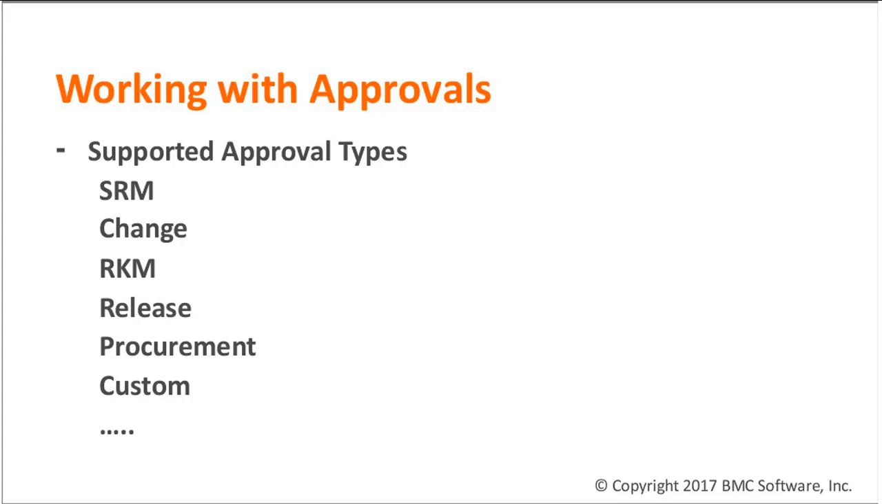For SRM type approvals, we show all the information about the request. Say somebody submits a request and it goes for approval. The approver will see all the information from the request, like all the question answers, who requested, and attachments, everything which is part of the request. So we show all the details.